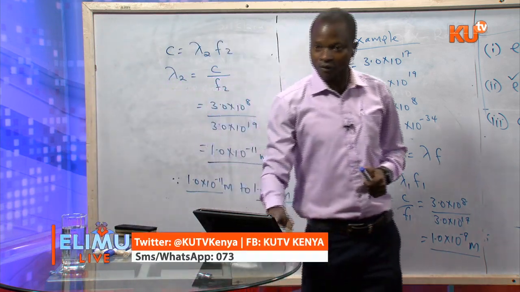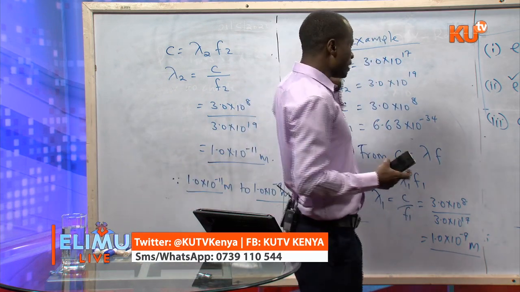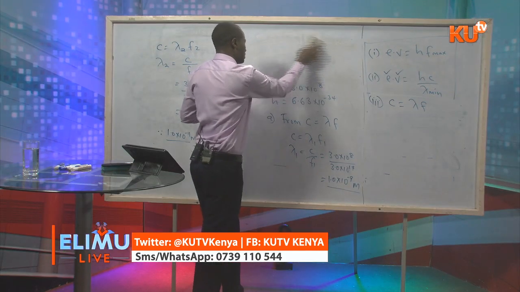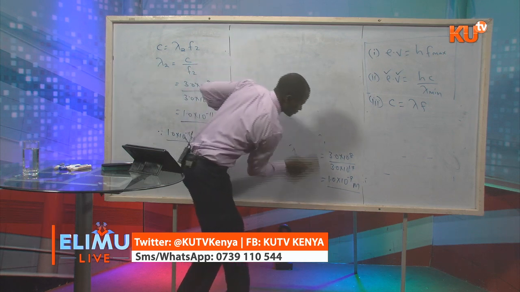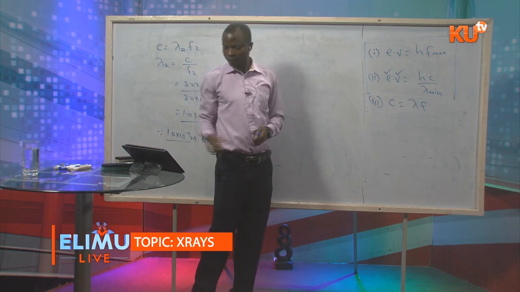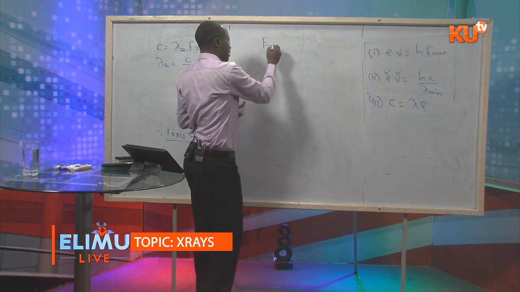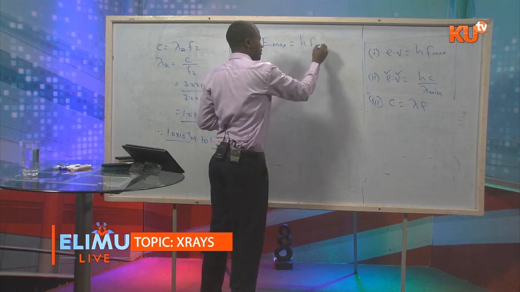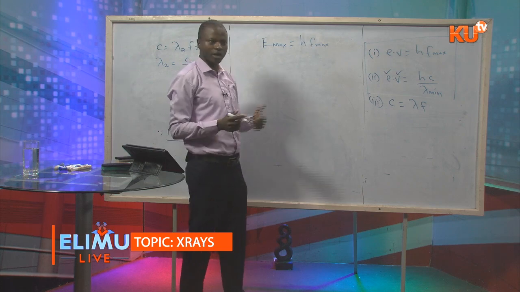Part B is asking us for what? The maximum energy of X-rays. We want the maximum energy of X-rays. So we have two options. We know we have already written somewhere that maximum energy is equal to H times maximum frequency, like that. Since we already have our maximum frequency, we can use this directly.